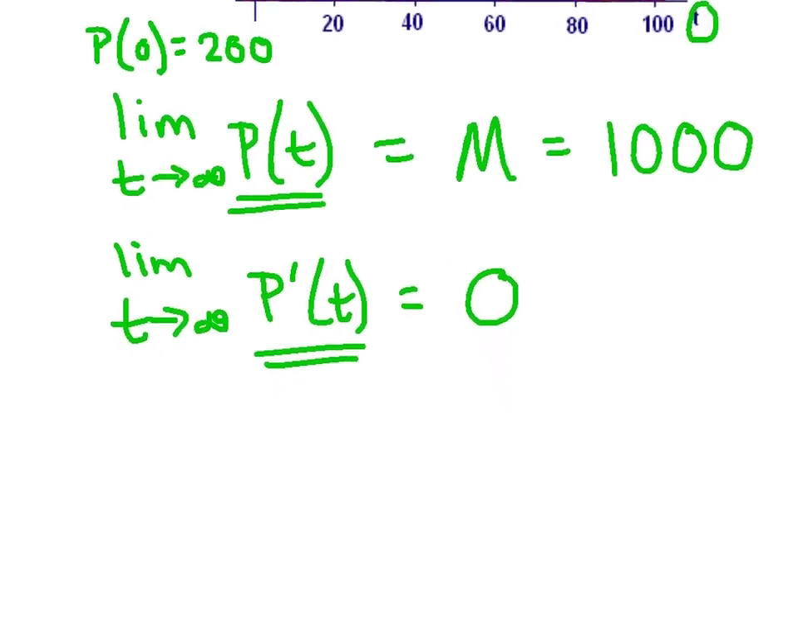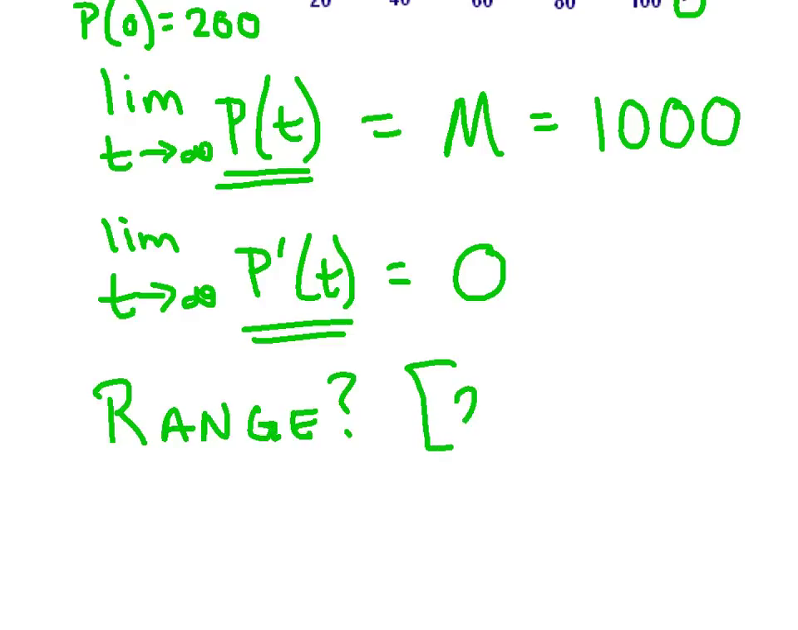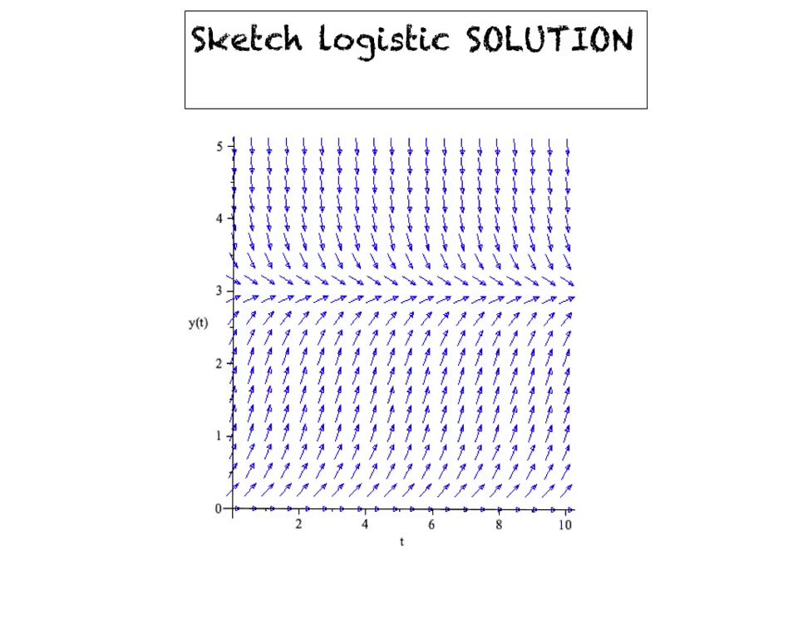And then the last thing they might throw at you is they might ask you, what's the range of the solution curve itself? What's the range of P of t? In this case, we would say it starts as low as 200 and it goes as high as 1,000, but never actually touches 1,000. Notice we're inclusive on the left side, but non-inclusive on the right side. We'll use that parenthesis.